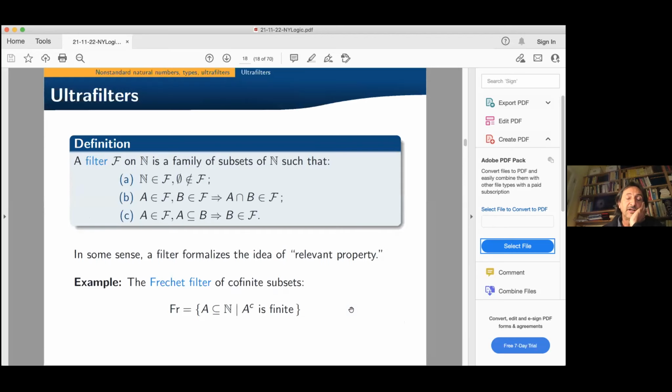So let me remind you what an ultrafilter is. Here is the definition of filter. It simply is a family of subsets which is closed under finite intersections and under supersets. So in some sense, it is a notion of relevant property. A set is relevant if it belongs to some filter. A filter gives a notion of relevant. Probably the most important one is the filter of cofinite sets. So for instance, when considering limits in the classical sense, the relevant sets are the cofinite sets. For every epsilon, we want a cofinite set of indexes so that the sequence will be epsilon close to the limit.